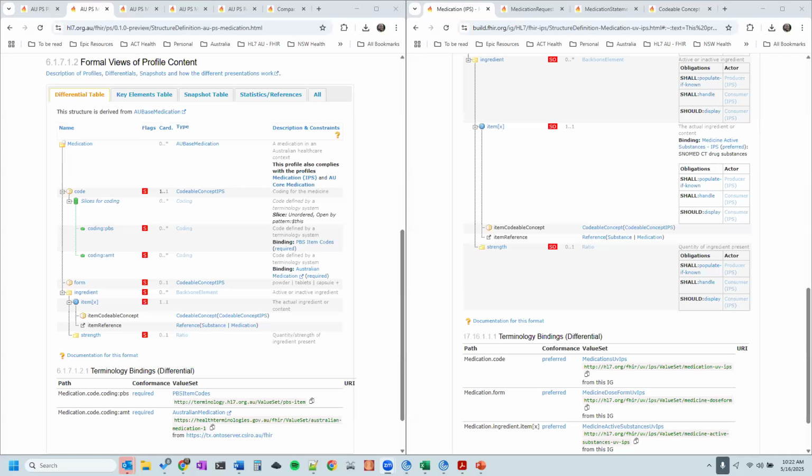Okay. So that is a good call out, that strength does have that ratio and that must support we are inheriting currently from IPS, but it sounds like that is being addressed somewhat in AU Base. So that is a definite watch point for implementers to be aware of.